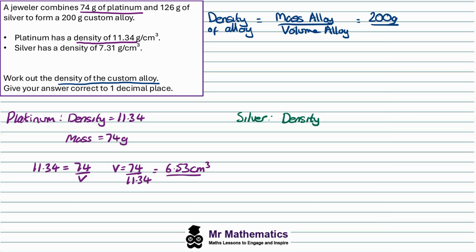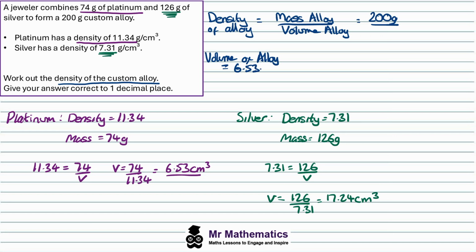And for silver, we're told that the density is 7.31 grams per centimeter cubed. And we know the mass is 126 grams. So 7.31, the density, will be the mass over the volume. So the volume will be 126 over 7.31, which works out as 17.24 centimeters cubed. So again, we can add these two volumes together, and that'll give us the volume of the alloy. So the volume of the alloy will be 6.53 plus the 17.24, which is 23.77 centimeters cubed. So the density is going to be 8.4 grams per centimeter cubed.